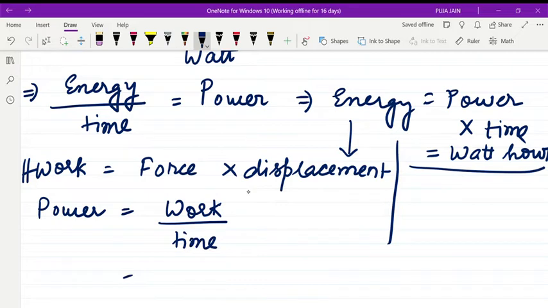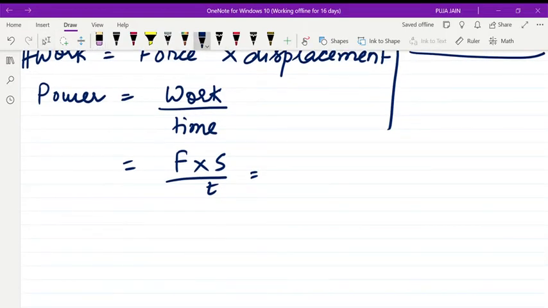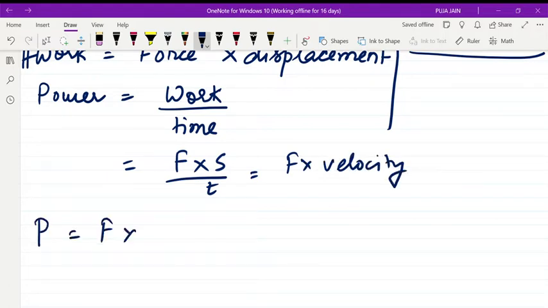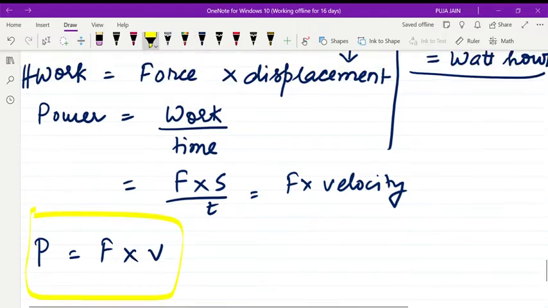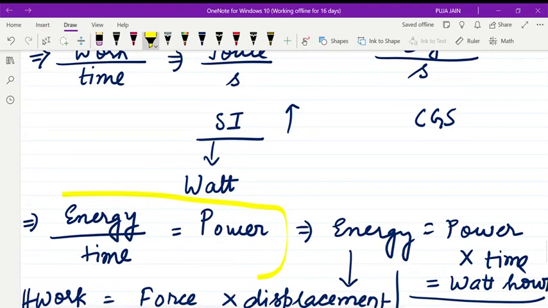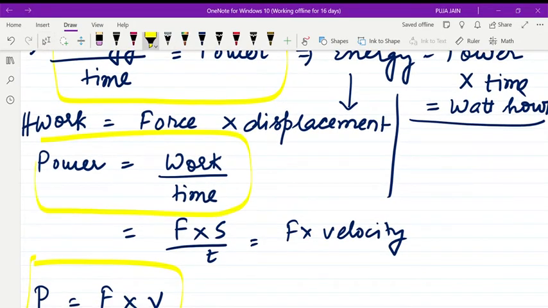So force into displacement by time. Displacement by time is nothing but velocity. This also I have explained in detail in my previous lectures, like I think 4 to 5 lectures back. So force into velocity. So we got another expression, power equals force into velocity. Power is equal to force into velocity, one expression. Energy by time, power, and power is equal to work by time, another expression.